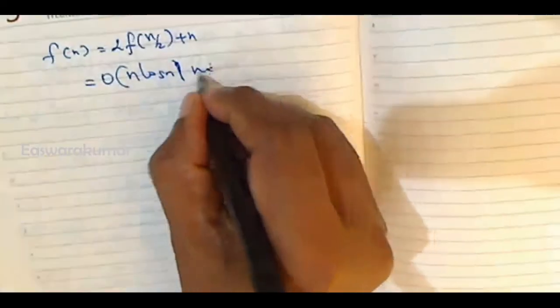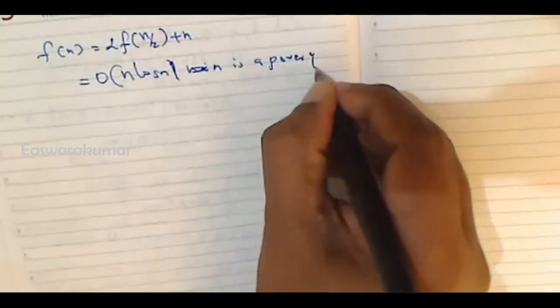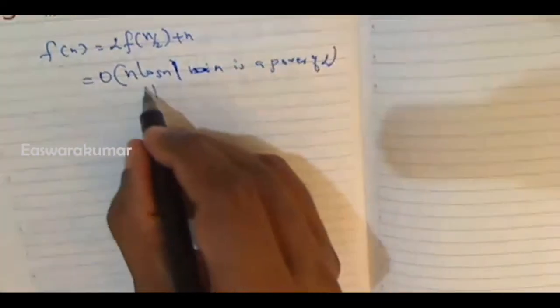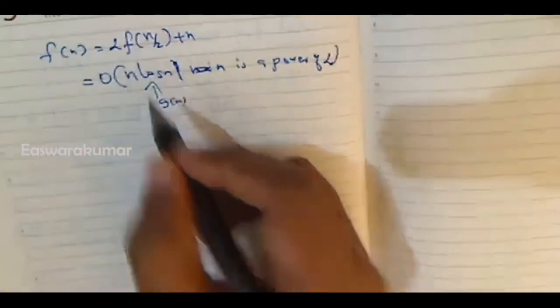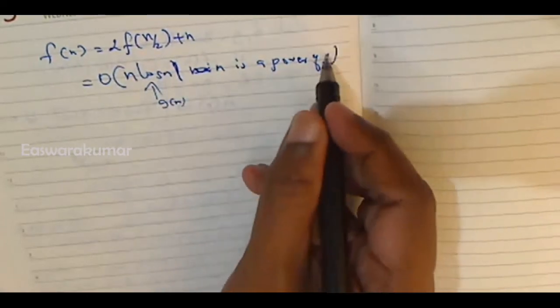when, sorry, n is a power of 2. So this is our condition. This is our g of n. So according to the theorem, this is f of n and this is g of n. And this condition is to be removed.